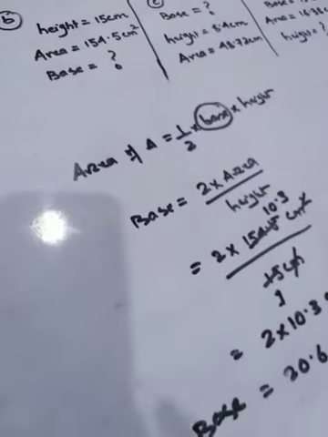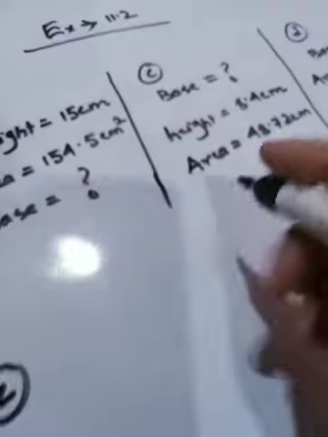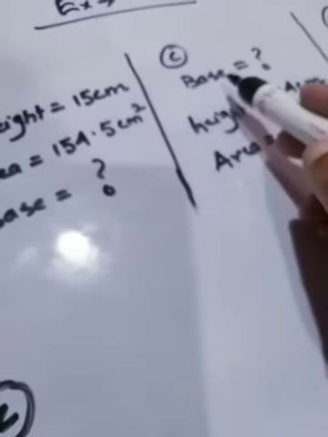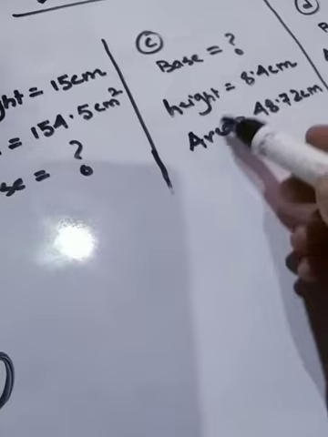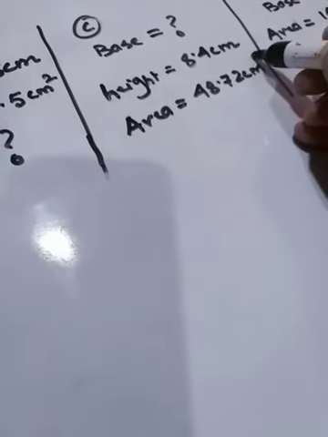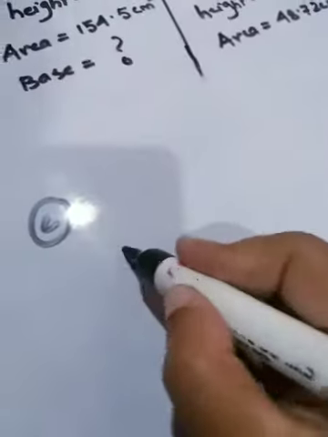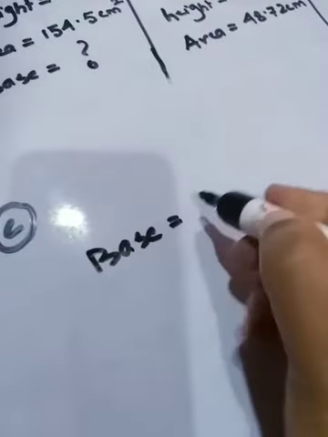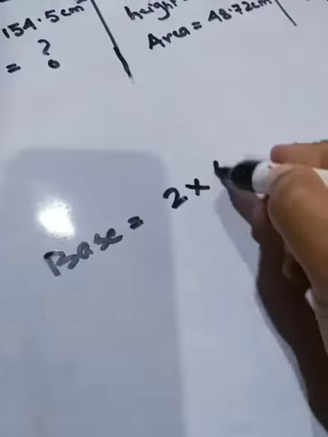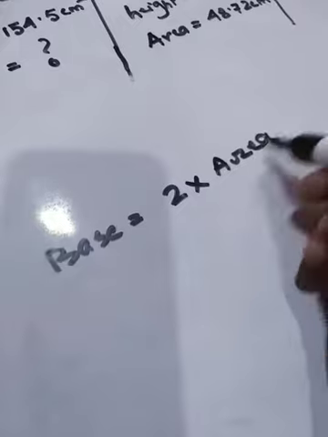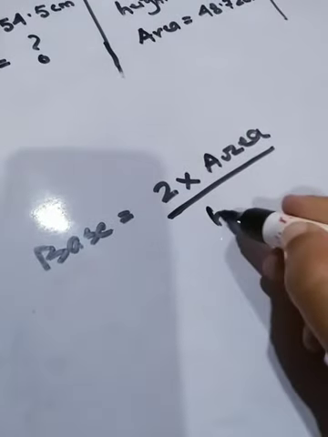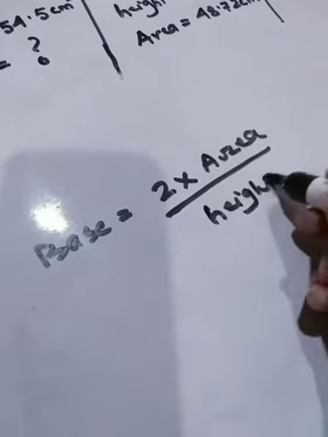Okay. Now let's move on to sum number C. In sum number C, we see that we have to again get the value of base. Height is given and area is also given. Area unit would be centimeter square. Now what is the formula of base? What did I give you? That is 2 into area by height. Okay, remember this.